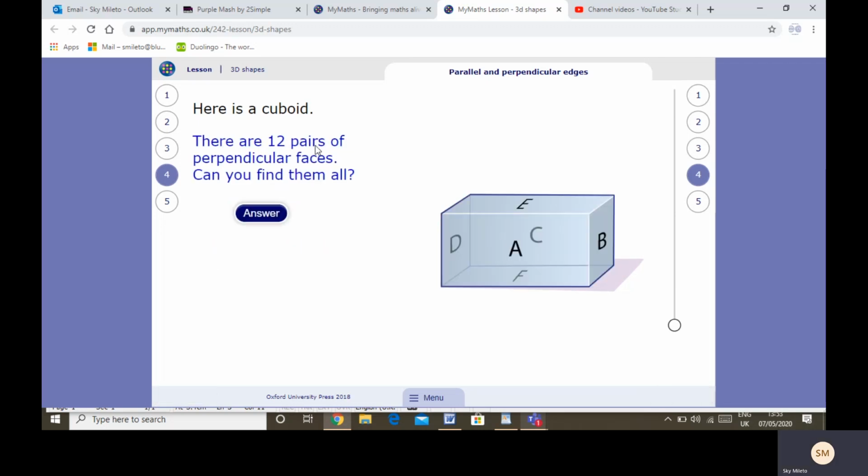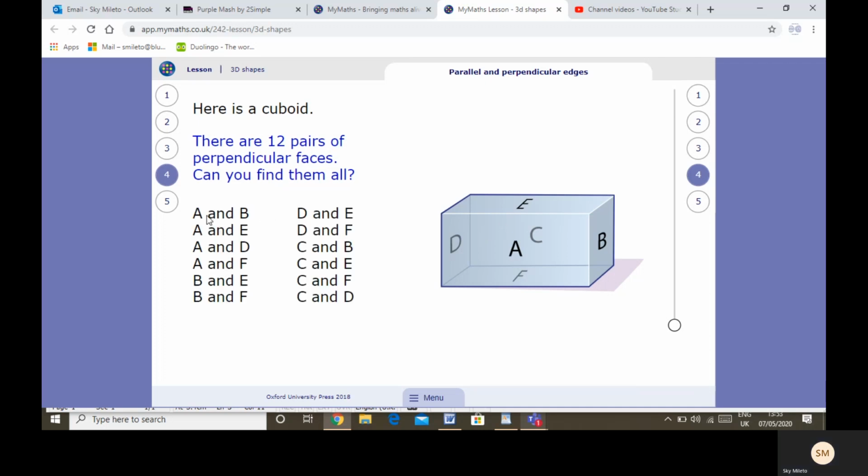Okay, so there are 12 pairs of perpendicular faces. Can you find them all? If you want to pause the video and see if you can find them all, that would be amazing. Okay, these are all the perpendicular faces. There's a lot of them.